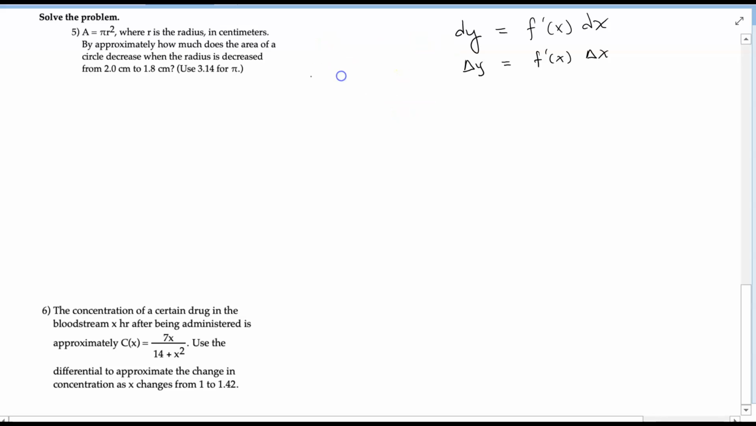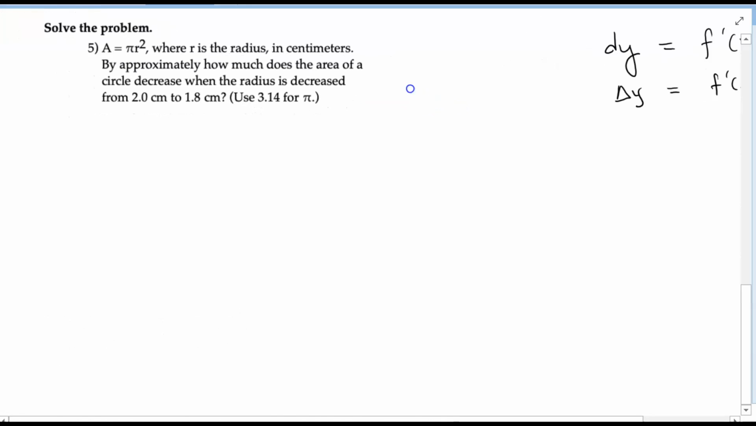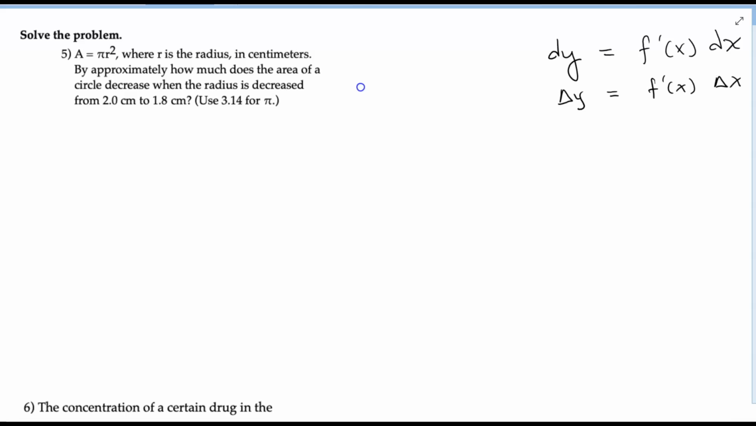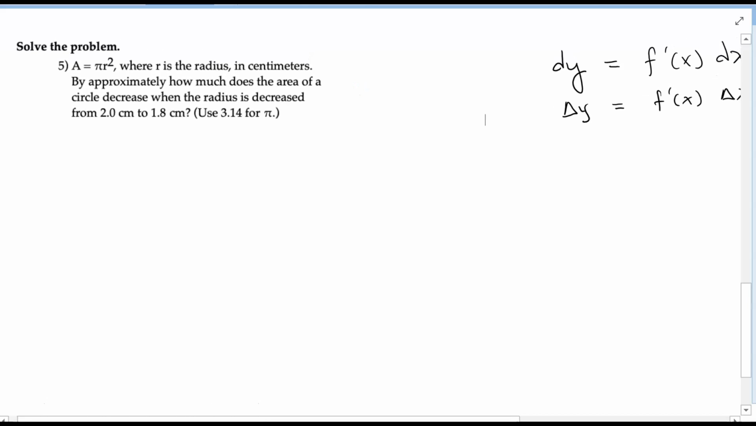All right, so let's take a look here. Problem number 5, and let me make this a little bit bigger for you. Let's see if we can still keep that formula in there. That looks good. So we have A equals pi r squared, which we know to be the area of a circle, where r is the radius in centimeters. It says, by approximately how much does the area of a circle decrease when the radius is decreased from 2 centimeters to 1.8 centimeters, and then it says use 3.14 for pi.